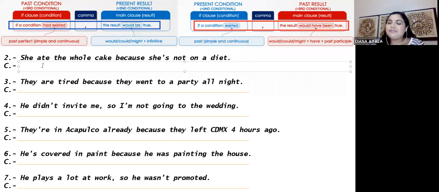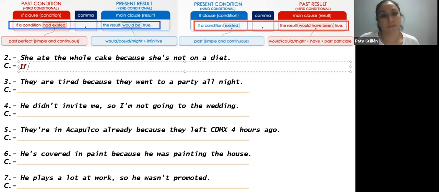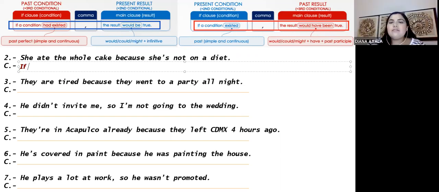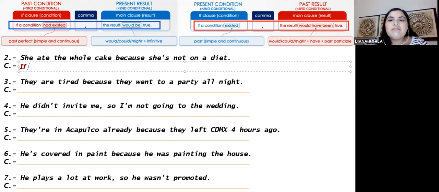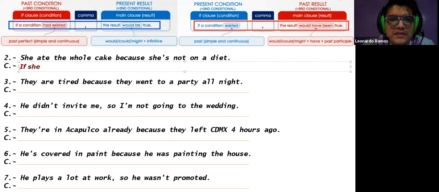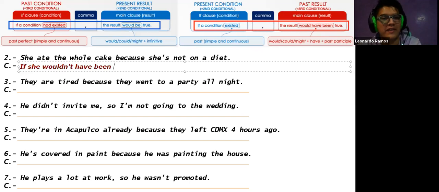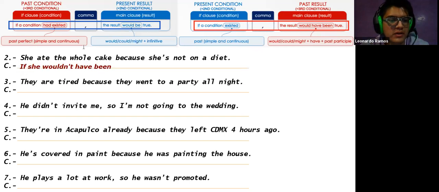The situation is she's not on a diet, and then also she ate the whole cake. So that will be the second one, the present condition and the past result. I'm struggling with whether I can put the past result at the beginning, because I'm like, if she wouldn't have been on a diet, wait.